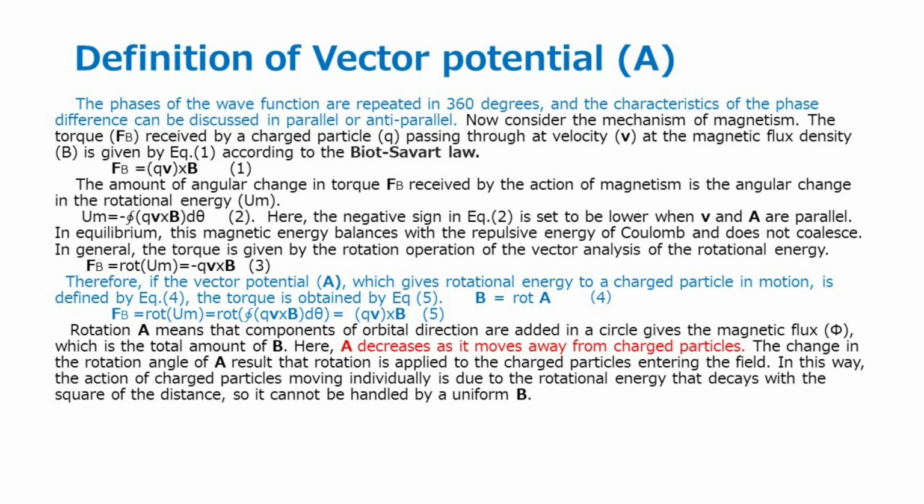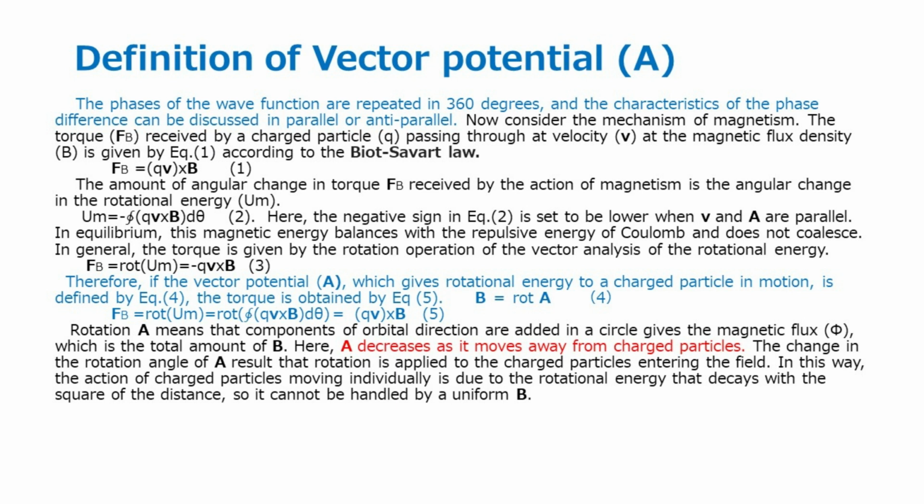In general, the torque is given by the rotation operation of the vector analysis of the rotational energy. Therefore, if the vector potential A, which gives rotational energy to a charged particle in motion, is defined by equation 4, the torque is obtained by equation 5. Rotation A means that components of orbital direction are added in the circle, which gives the magnetic flux phi, the total amount of B here. Vector potential A decreases as it moves away from charged particles. The change in the rotation angle is a result of rotation being applied to the charged particles entering the field.